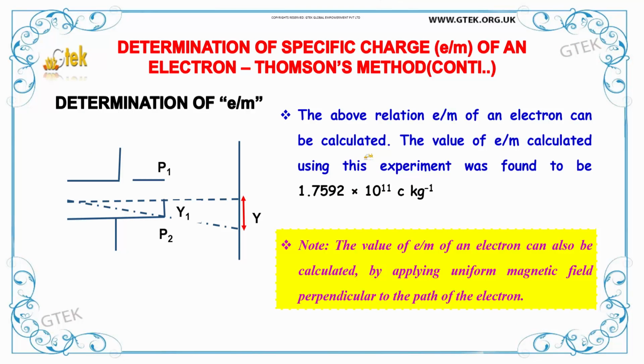From the above relation, e divided by m of an electron can be calculated. The value of e by m calculated using this experiment was found to be 1.7592 into 10 power 11 coulomb per kilogram. The value of e divided by m of an electron can also be calculated by applying a uniform magnetic field perpendicular to the path of the electron. So this is the important note you should understand.